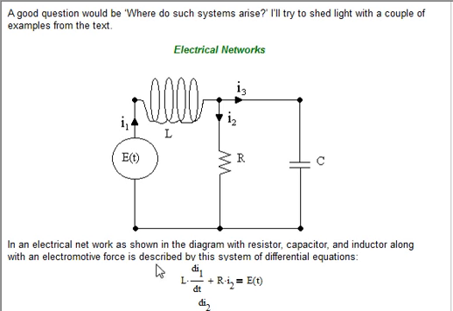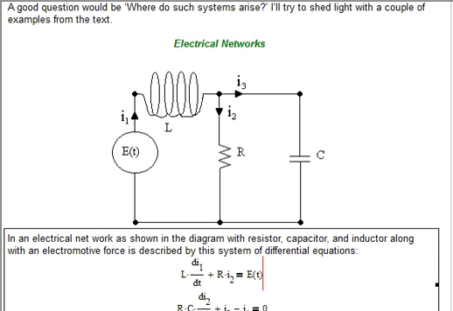But in an electrical network as shown, with a resistor here, a capacitor here, an inductor here, along with an electromotive force, that's the thing that might be spastic, it is described by this system of differential equations. Here it is.